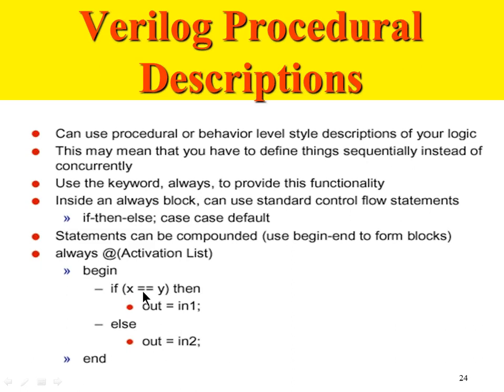So we are comparing x and y, some signals. If they are equal, out gets in 1 value, which is let's assume input 1. Else, if they are not equal, out gets in 2 value, which is some input 2. So this is a comparator. Based on the comparator, output will be assigned. This is a simple case of an always block where any change in the signal value will trigger this always block. If there is no change in the signal value, the always block will not be triggered.